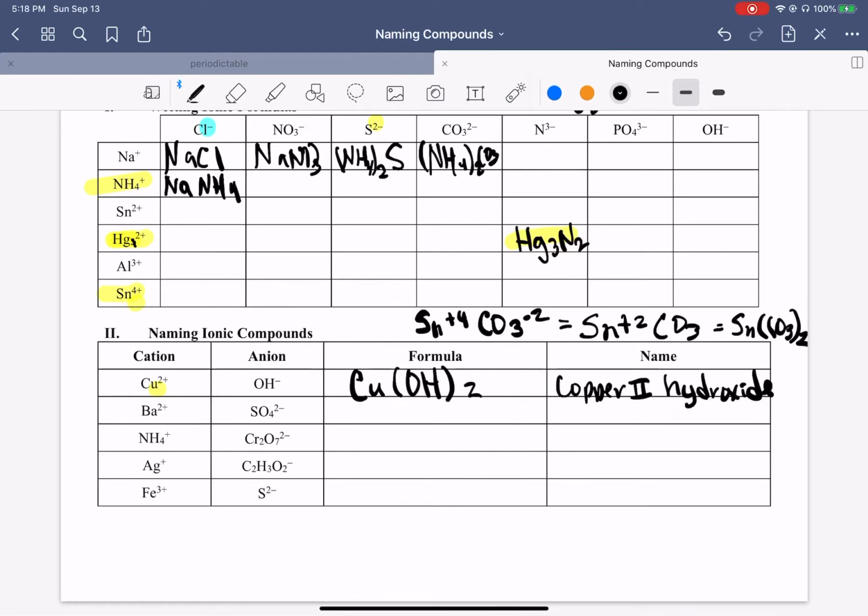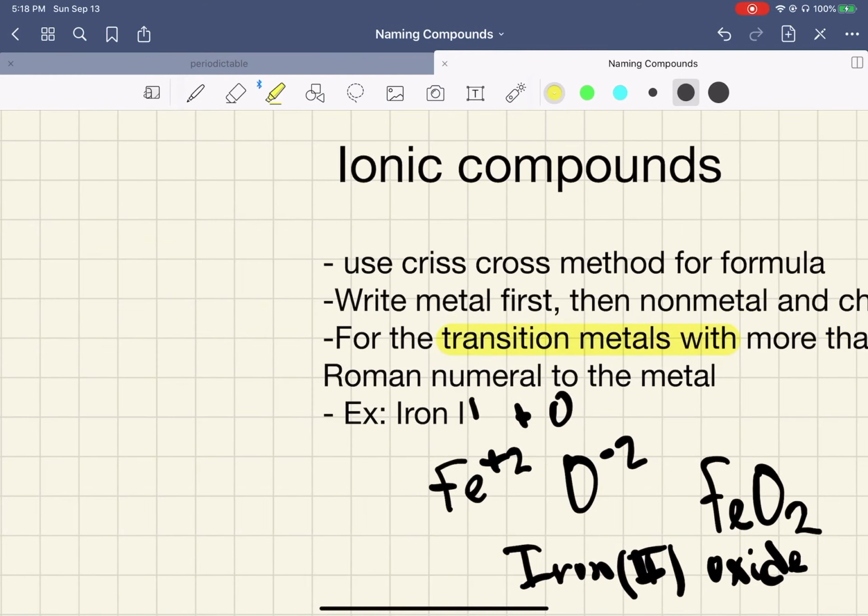This one here, down here, iron 3, okay? Now, if it's something like barium here, that's a +2, that has only one answer, so you don't have to worry about adding the Roman numeral. It's just those transition metals that are on your list.